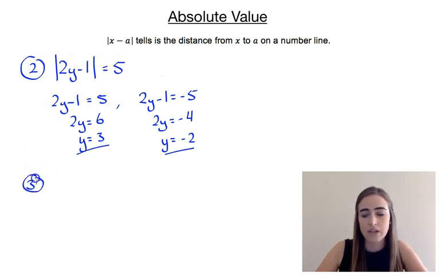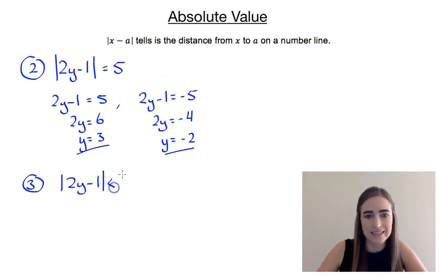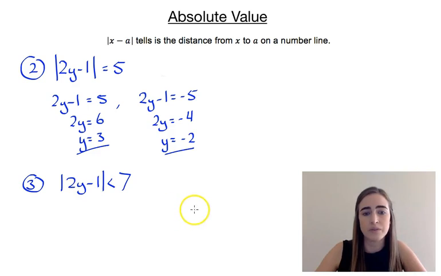Let's have a look at a few inequalities. So if we have the absolute value of 2y minus 1 is less than 7. So this one's a little bit trickier the way we have to lay it out. Because it's less than 7, like we did in that first example, the value of y that satisfies that will be between two values. So our 2y minus 1 is going to have to be less than 7, but it's also going to have to be greater than minus 7.